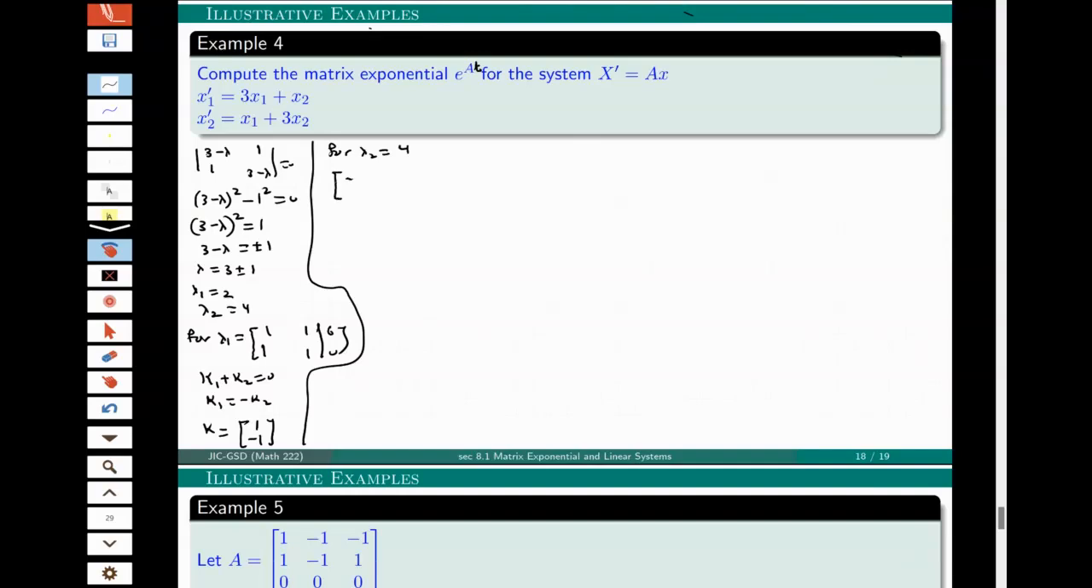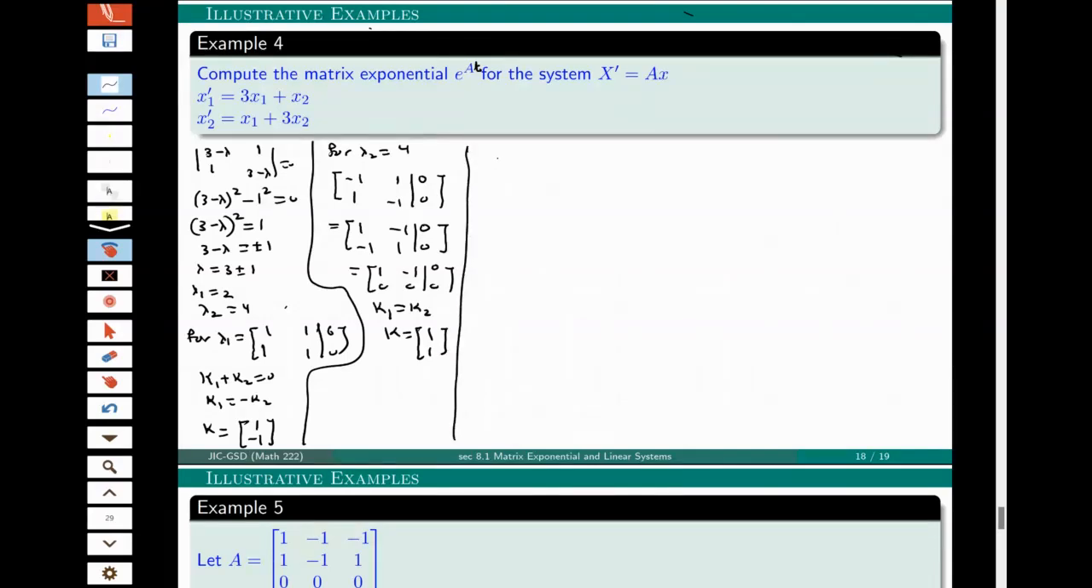Now for lambda 2, which is equal to 4, when we replace 4 it will be minus 1, 1, 1 and 3 minus 4 is minus 1. So we can say 1, minus 1, 0 as row 2 becomes row 1. And when I add row 2 plus row 1 we get the whole row 0. So we will have k1 is equal to k2. So our eigenvector will be 1 and 1.